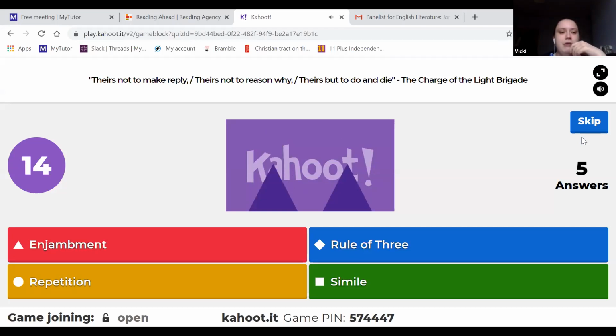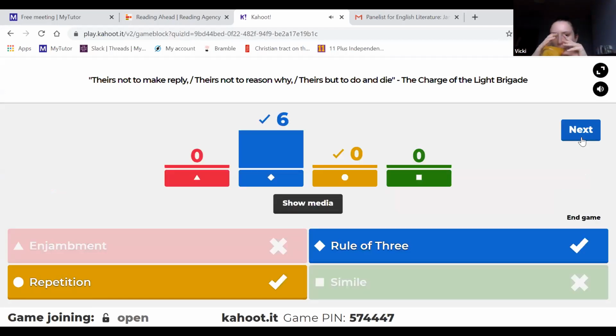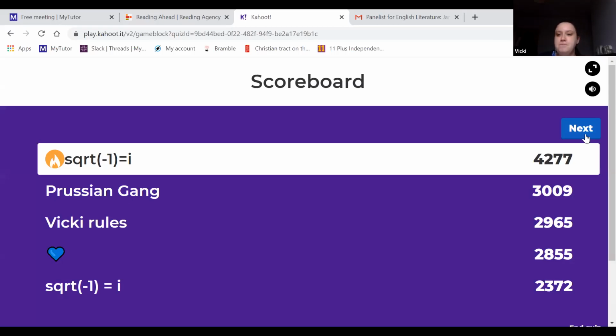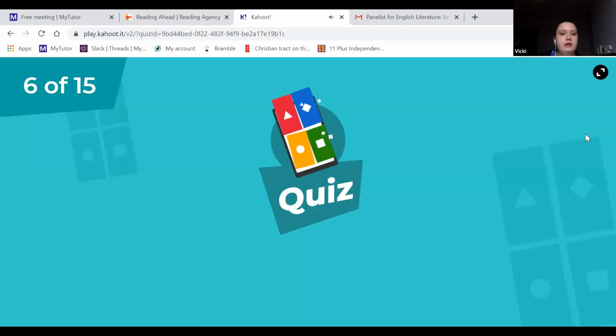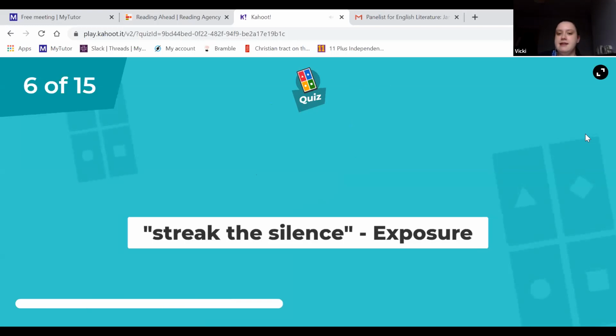Another fantastic poem. Yeah, so you could have had repetition, or you could have had rule of three, because you've got repetition of "there's not to". Fabulous stuff.